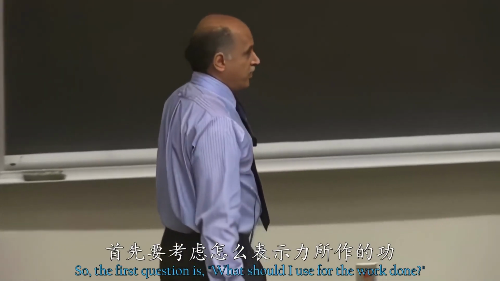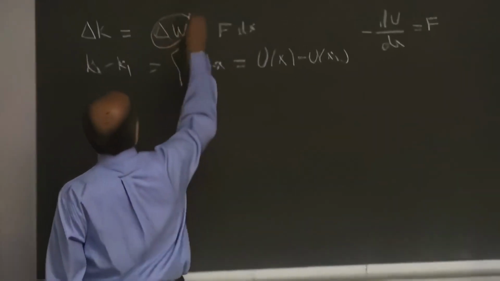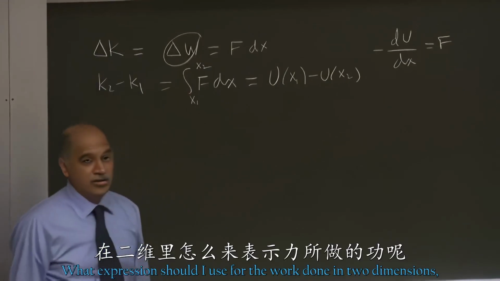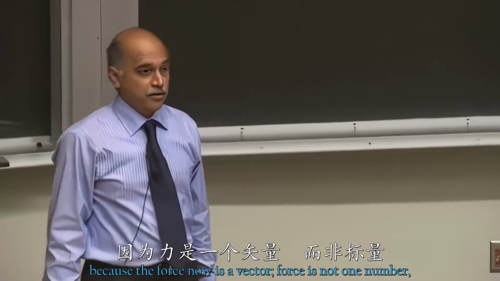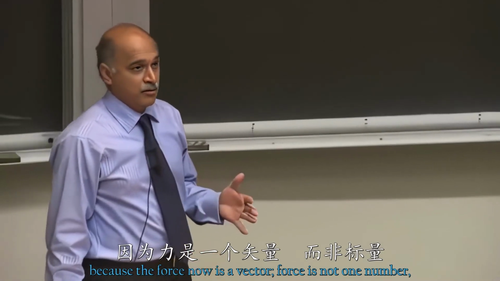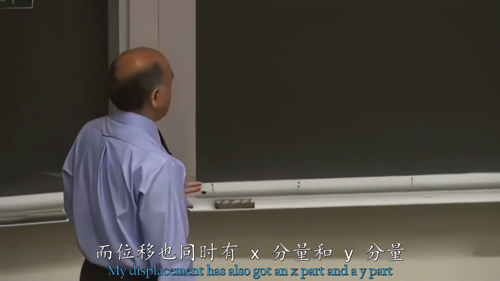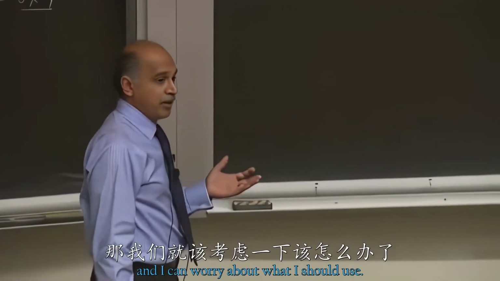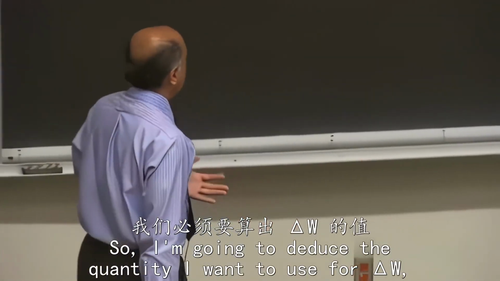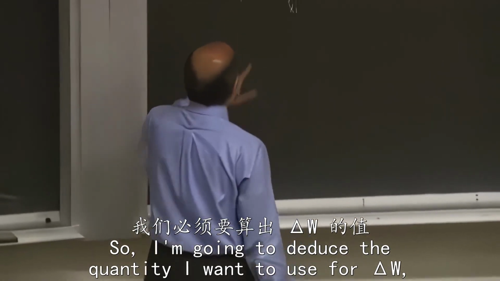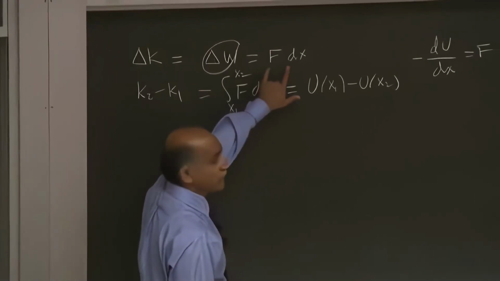So first question is, what should I use for the work done? What expression should I use for the work done in 2 dimensions? Because the force now is a vector. Force is not one number. It's got an x part and a y part. My displacement has also got an x part and a y part, and I can worry about what I should use. So I'm going to deduce the quantity I want to use for delta W, namely the tiny work done, which is an extension of this.